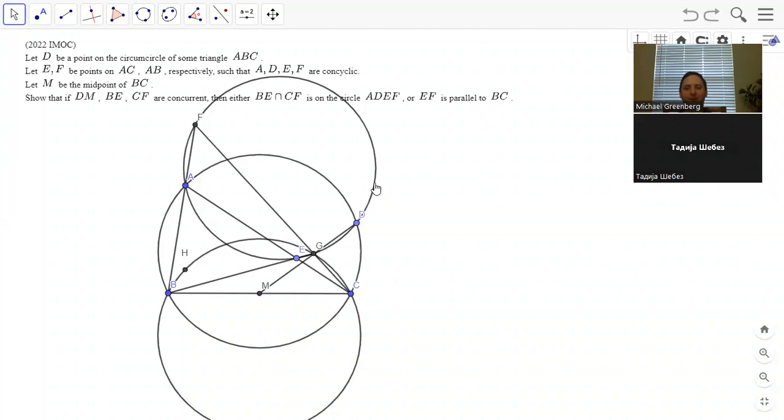This problem just seems like a lot of special cases, especially since you have to prove two different things like this. Do you guys like this problem? I don't like this problem that much, really. Me neither. All right, let's do something different.